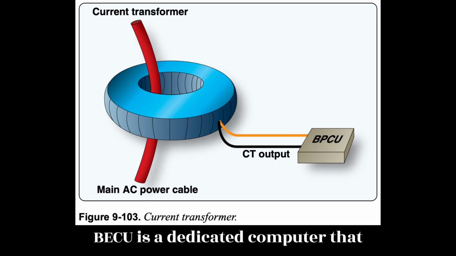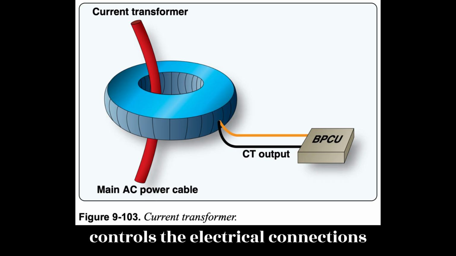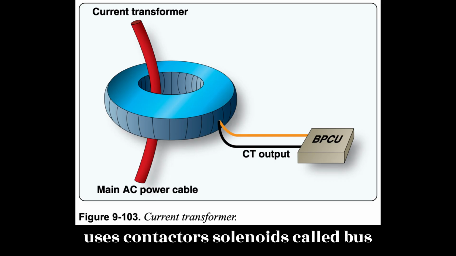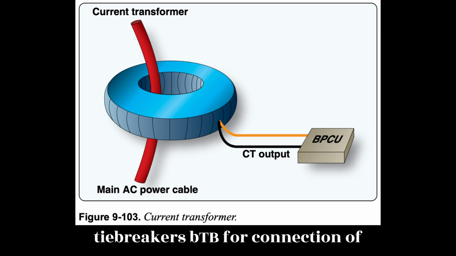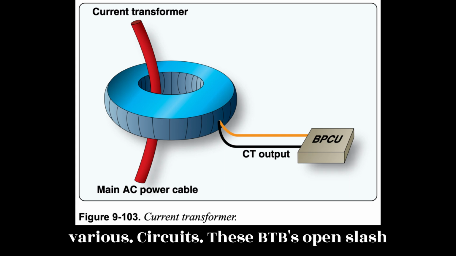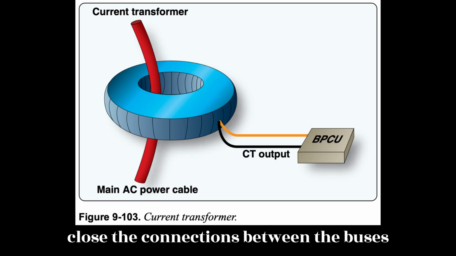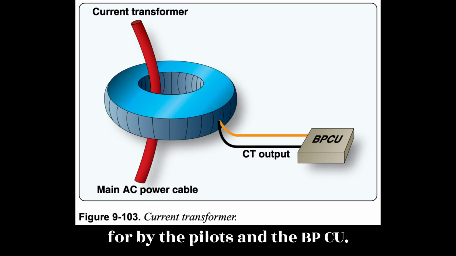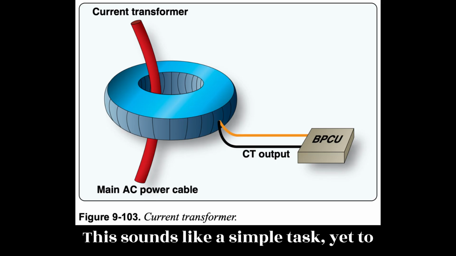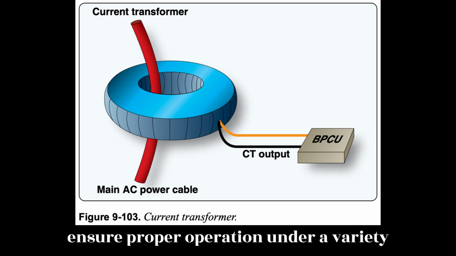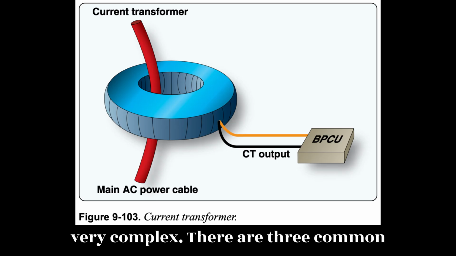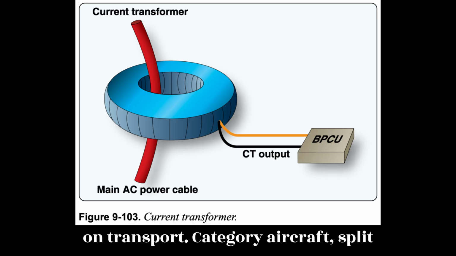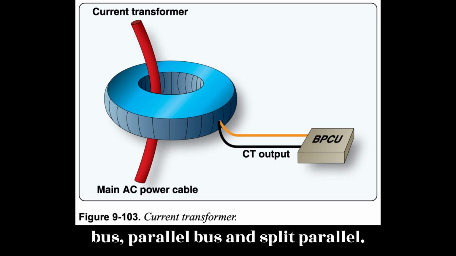The BPCU is a dedicated computer that controls the electrical connections between the various distribution buses found on the aircraft. The BPCU uses contactors, solenoids, called bus tie breakers, BTB, for connection of various circuits. These BTBs open and close the connections between the buses as needed for system operation, as called for by the pilots and the BPCU. This sounds like a simple task, yet to ensure proper operation under a variety of conditions, the bus system becomes very complex. There are three common types of distribution bus systems found on transport category aircraft: split bus, parallel bus, and split parallel.